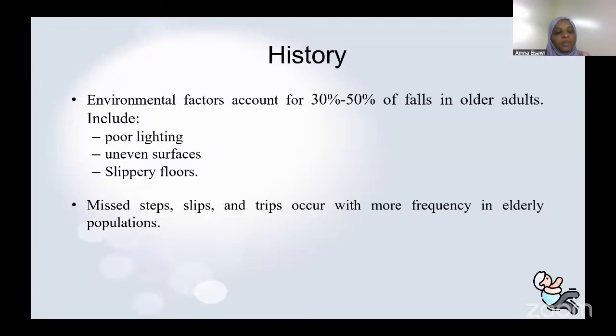That's later in the management. Now, why is that so? Because missed steps and slips and trips occur more frequently in the elderly population, and again, because they don't have as much of a fast reaction time as the younger population. It's very important to look at the lighting and the surfaces and the floors.